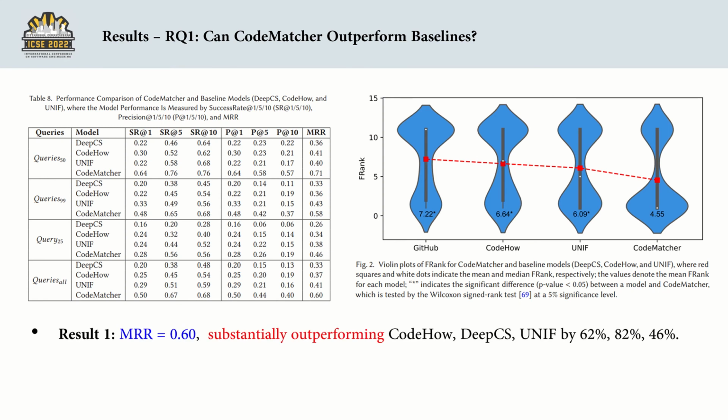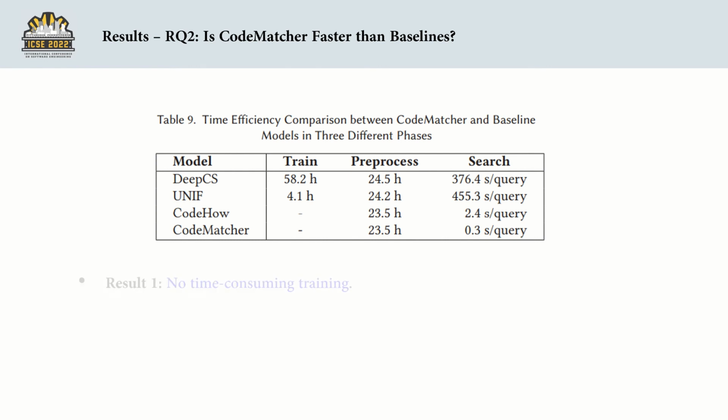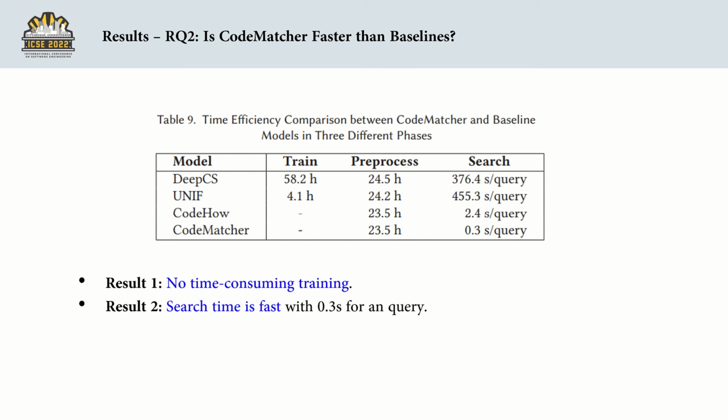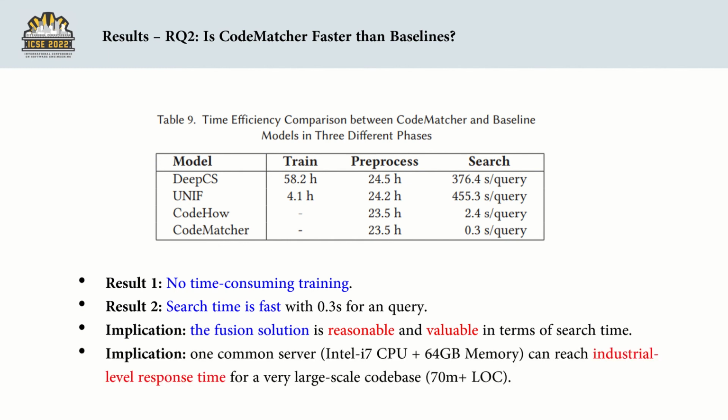In terms of search accuracy, our model CodeMatcher outperforms the baselines significantly. It implies that our solution is reasonable and valuable. In terms of search response time, our model needs no time-consuming training and no deep learning models, and the search time is fast. These results suggest that the solution is valuable, where one common server can reach industry-level response time for a very large-scale codebase.